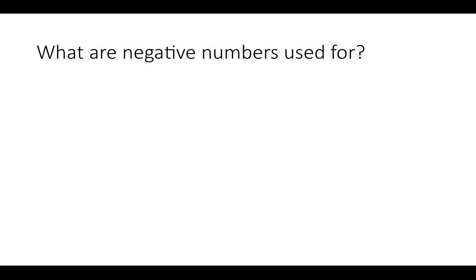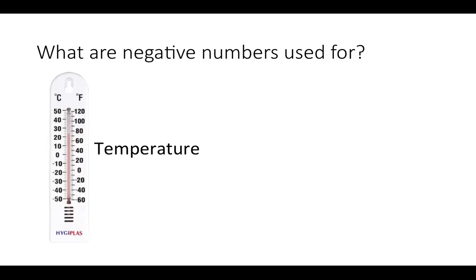What are negative numbers used for? Well, the most obvious one is temperature. When the temperature is 3 degrees below 0, so it's colder than 0 degrees, we say -3.